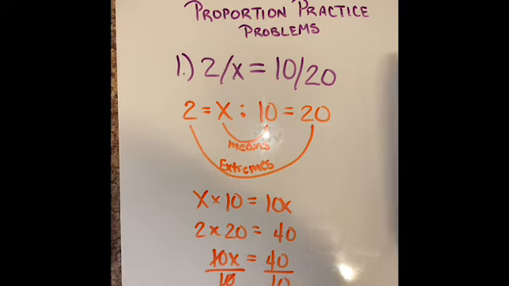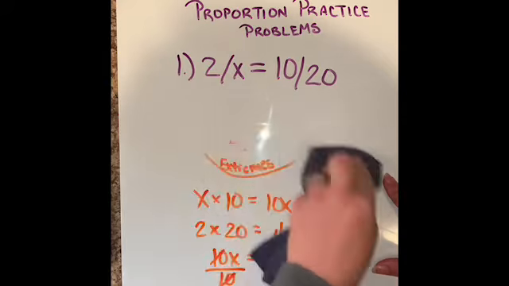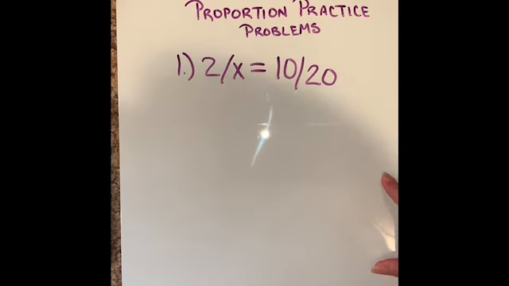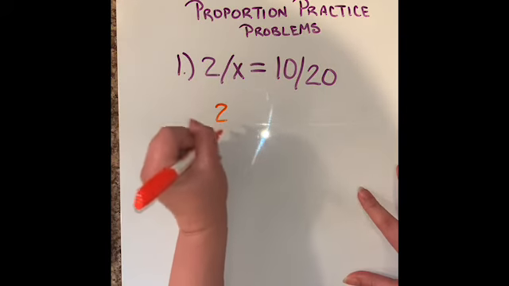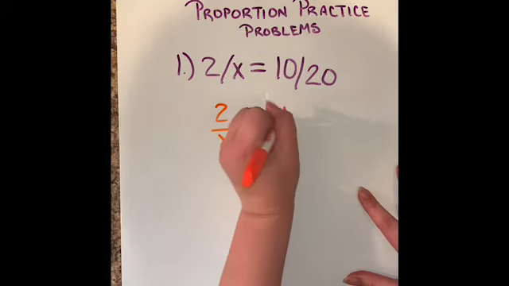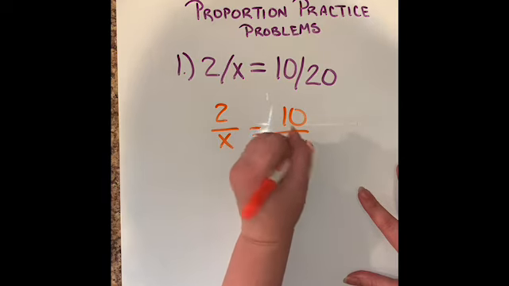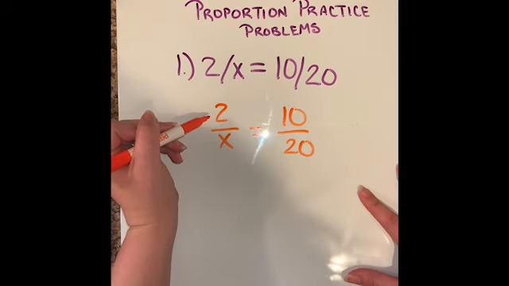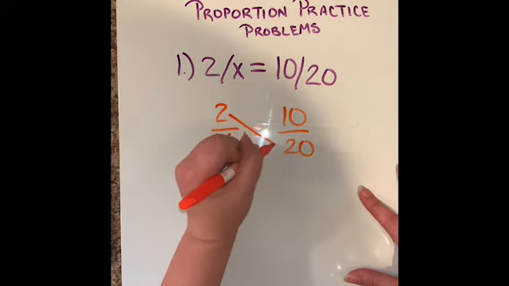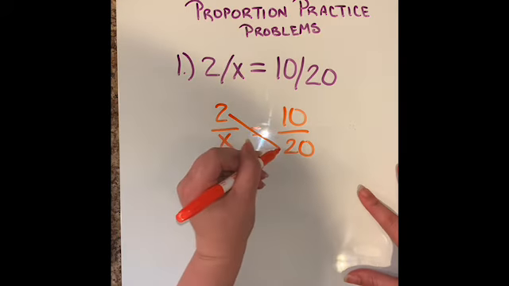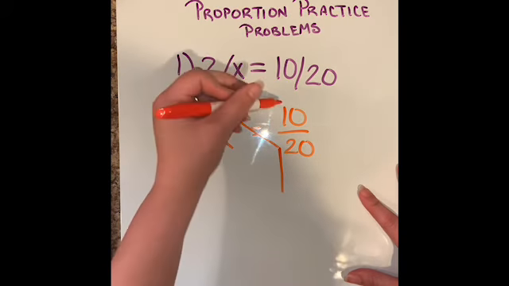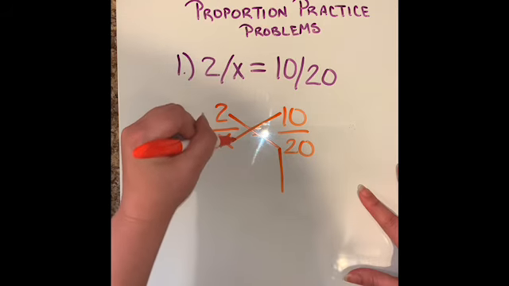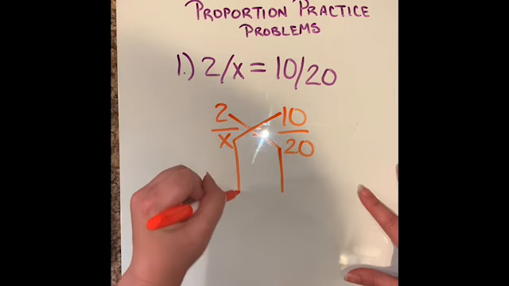The other way that you can set a proportion up is using fractions. So if you're going to use fractions, you're going to do 2 over x is equal to 10 over 20. When you have a fraction like this, you cross multiply. So when we cross multiply, you're going to take the numerator on one side times the denominator on the other side. And then you're going to take your numerator on the other side times the denominator on the other side.